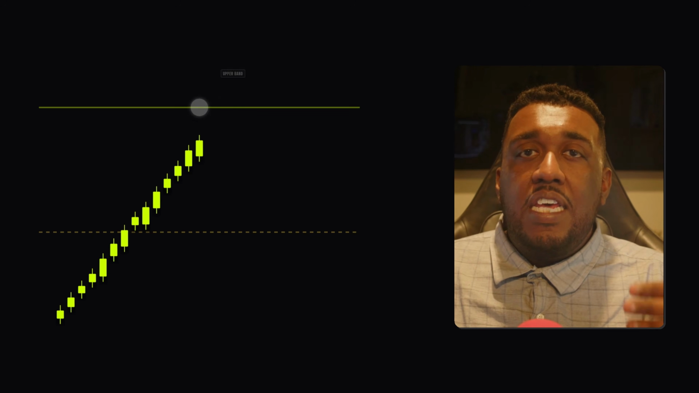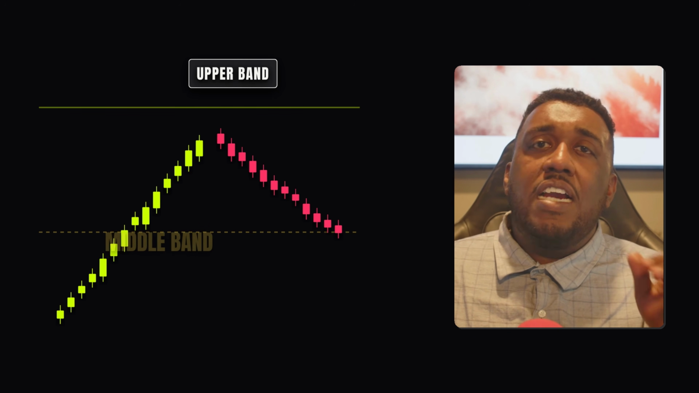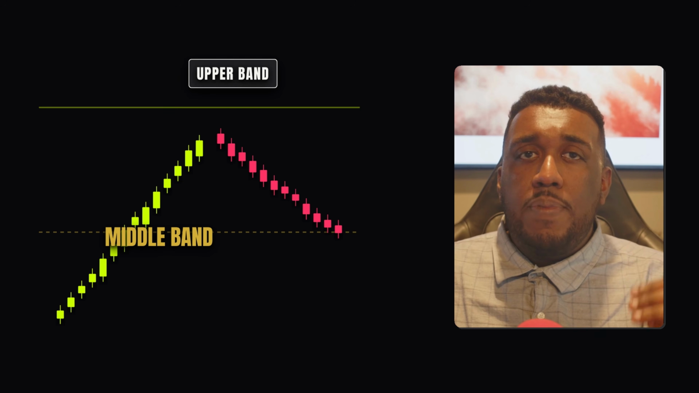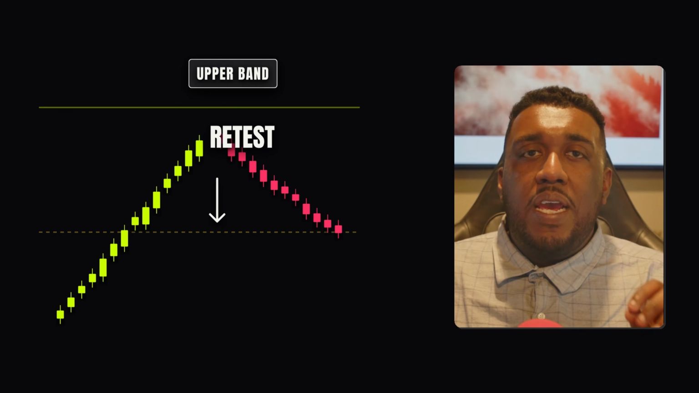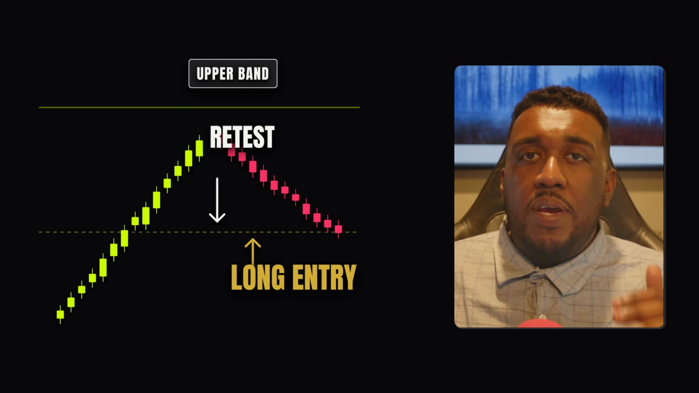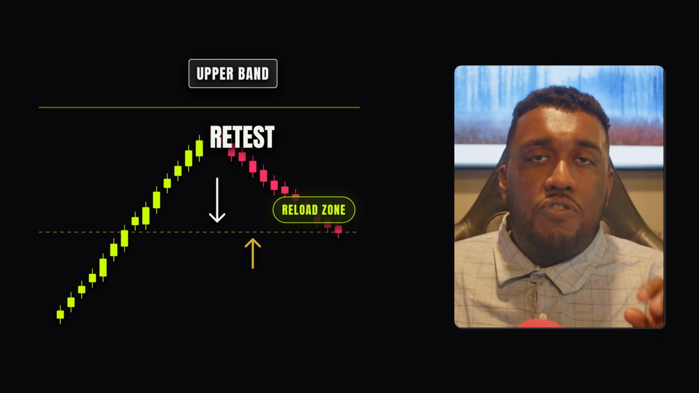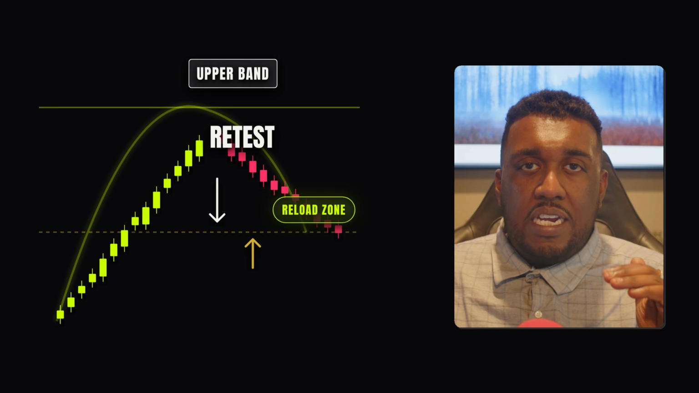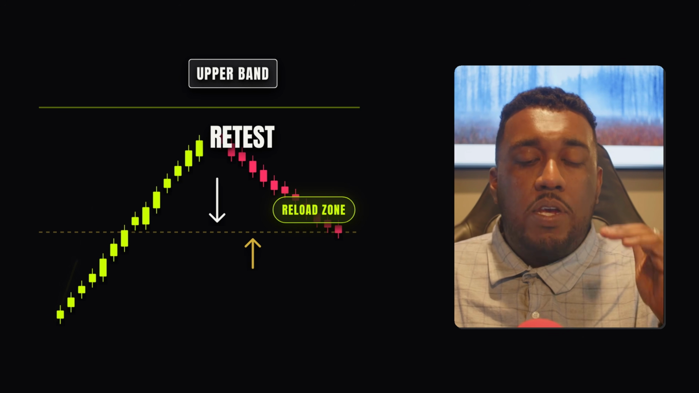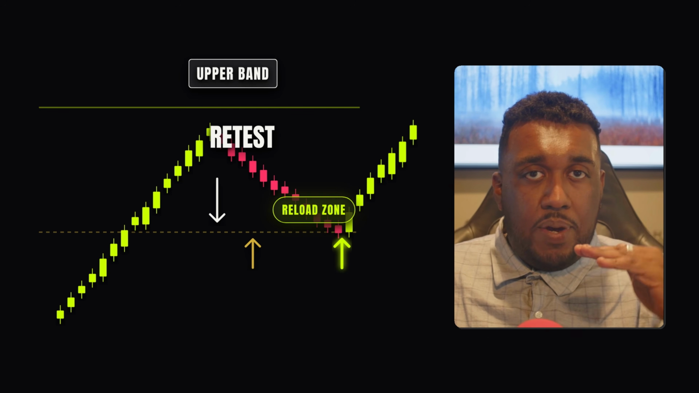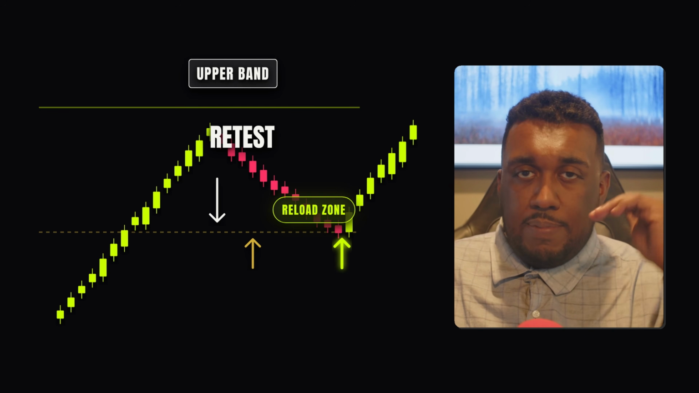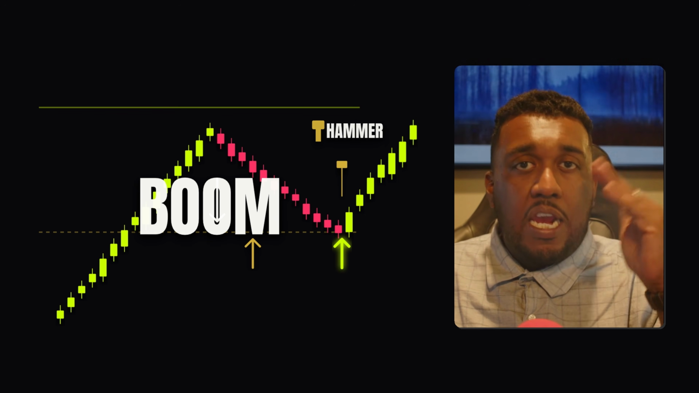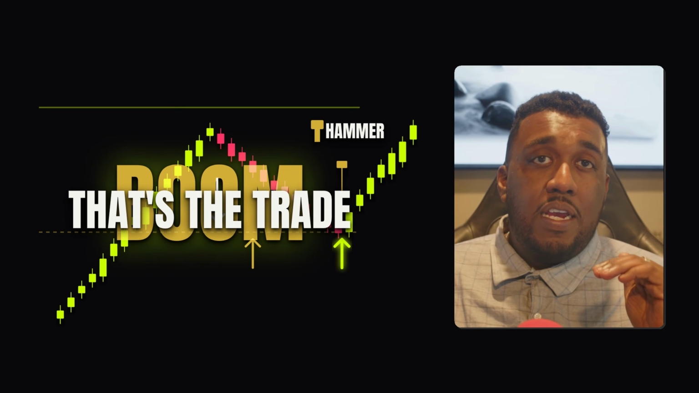But here's how I personally use this setup. When the price tags the upper band in an uptrend, then pulls back, that retest of the middle band is my long entry. The middle band is going to be that reload zone, and that's the trade. You hit the upper band, we come back down to retest the middle band, and then from there, I'm buying after we have popped back up, not when the candle's testing, but when we've held. Boom, maybe a hammer candle perhaps, that's what I'm going to be buying.